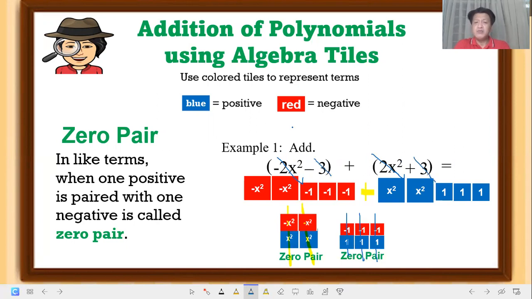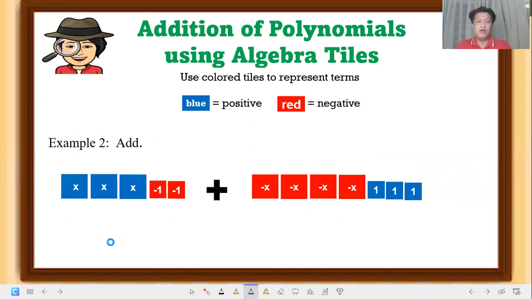Okay. Kahit hindi mo na ito titignan, di ba? Titignan mo na lang dito sa tiles mo. May natira ba doon sa tiles natin nung pinartner natin yung blue tsaka red na tiles na like terms? So wala, di ba? Kaya ang sagot natin dito sa ating algebra tiles is 0. Yun yung tinatawag nating zero pair. Kasi di ba? Walang natira.